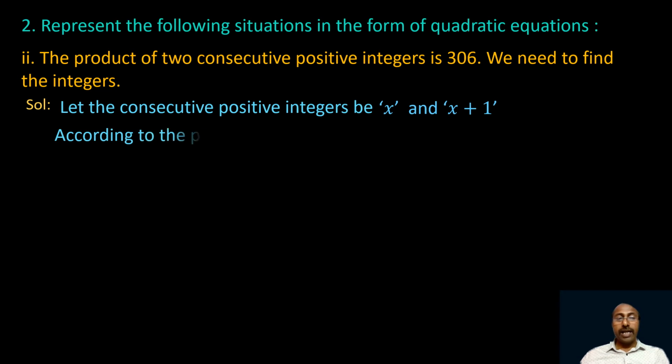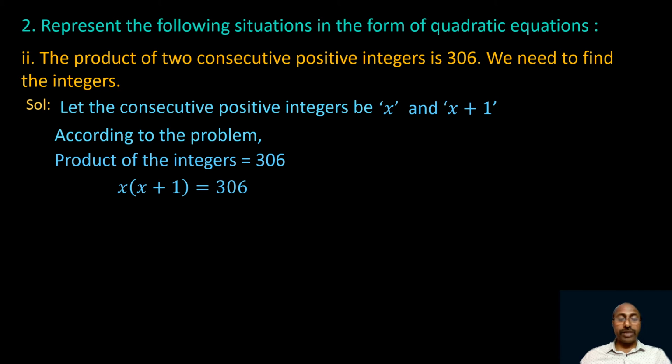That is, x into x plus 1, the product of the integers, is equal to 306. From this we can write that x into x is x square, plus x into 1 is x, equal to 306. That is x square plus x equal to 306. And from this we can write x square plus x minus 306 equal to 0, which is our required quadratic equation. Okay.